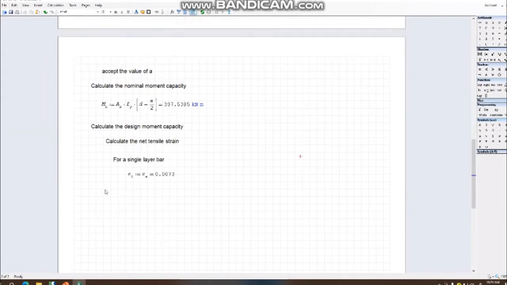So, pwede tayo magkamit ako direct comment. Let's use the F command. Mas better din kung magamit yung F command. Okay. Now, if our epsilon T is greater than or equal to 0.005, then this is tension control.